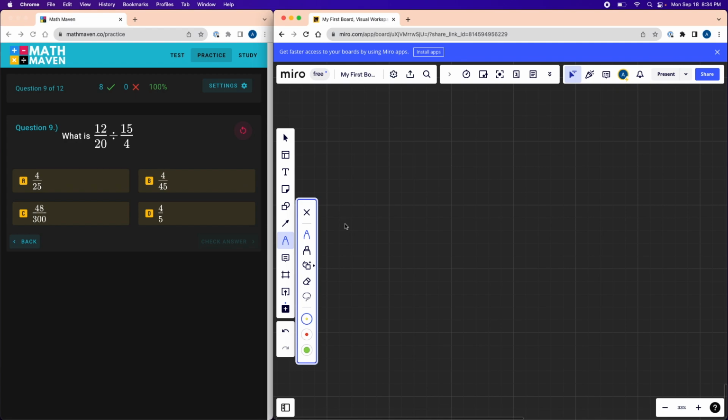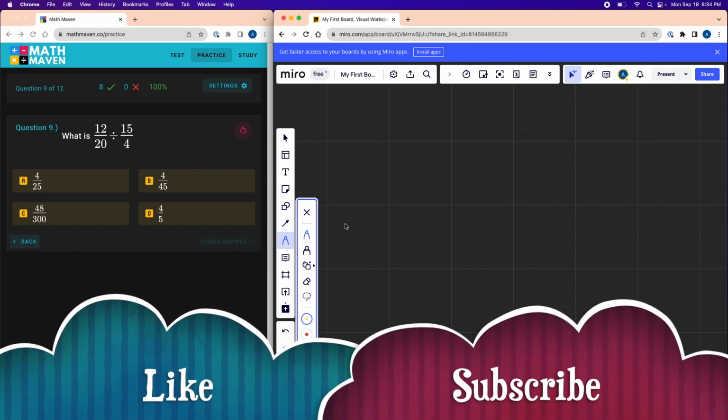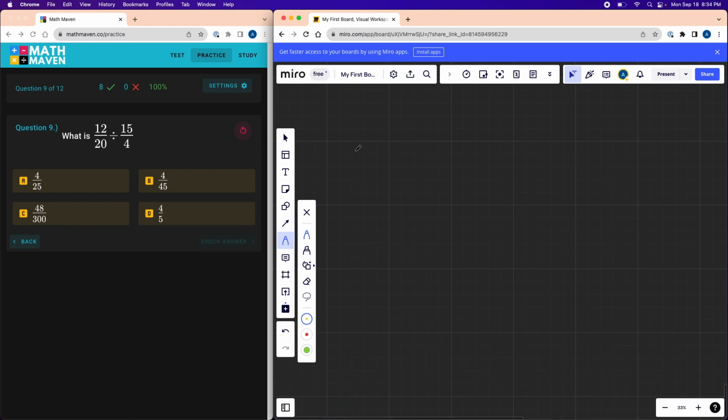All right, what is 12 over 20 divided by 15 over 4? All right, press pause and try this one out on your own. All right, let's go through this one together. Again, it's a division problem, and we've got to remember that dividing fractions is the exact same as multiplying by the reciprocal. So I'm going to rewrite this question here as 12 over 20 times 4 over 15.